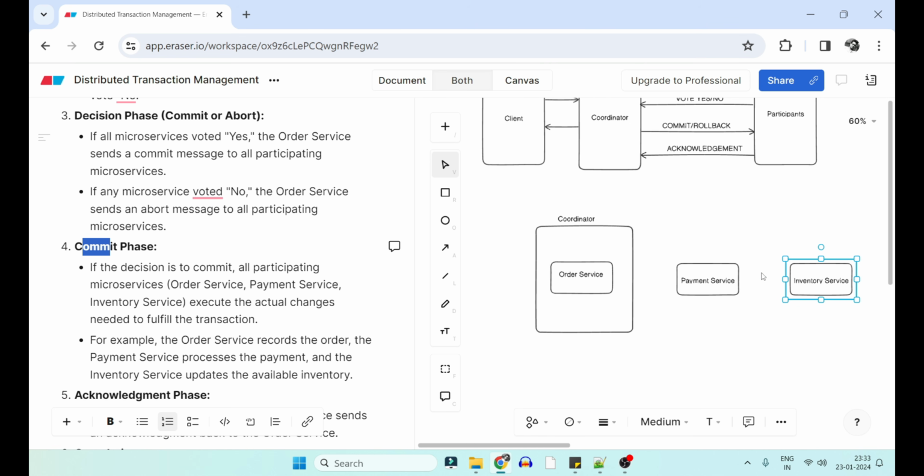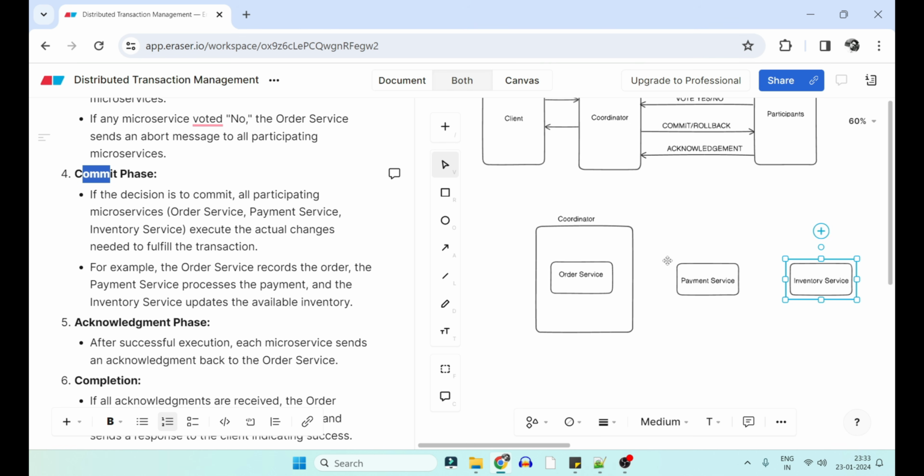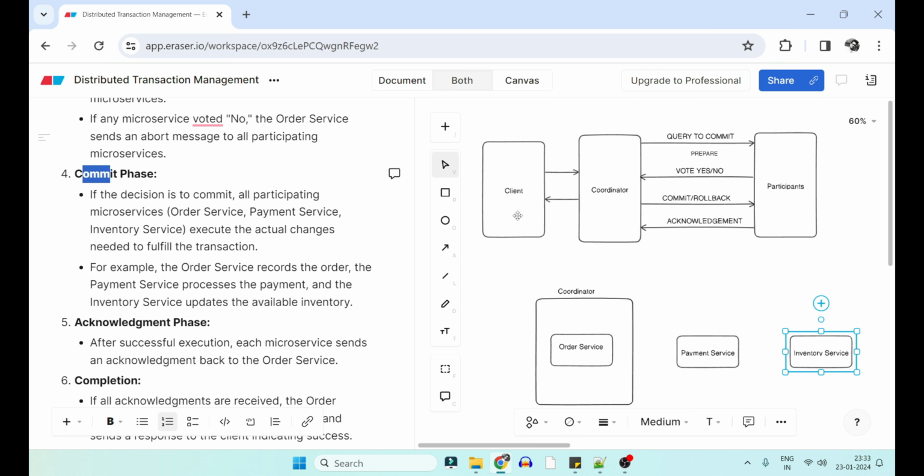So when everybody knows that yes, everyone is ready, then the coordinator sends the commit message to payment service and inventory service. As soon as the commit comes, the inventory is actually reduced in the database and the payment request is sent to the client. Once the inventory is reduced successfully and the payment service has also taken the payment from the client successfully, only then the coordinator tells the client that yes, your order is placed successfully.